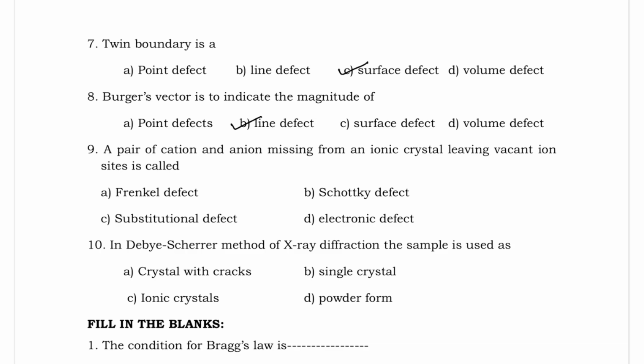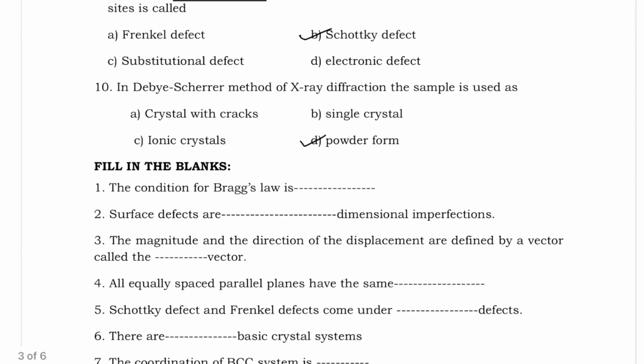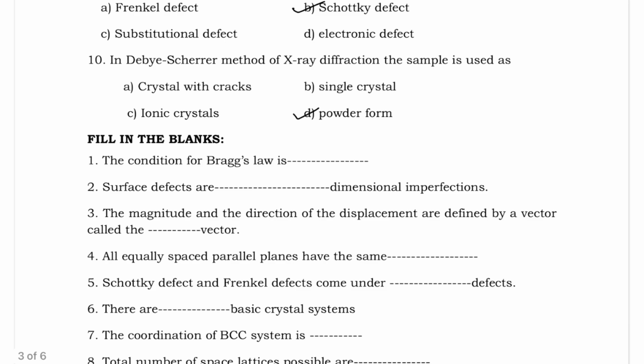Next, question 9. A pair of cation and anion missing from the ionic crystal leaves a vacancy, it is called Schottky defect. Next, question 10. In Debye-Scherrer method of X-ray diffraction, the sample is used in powder form.